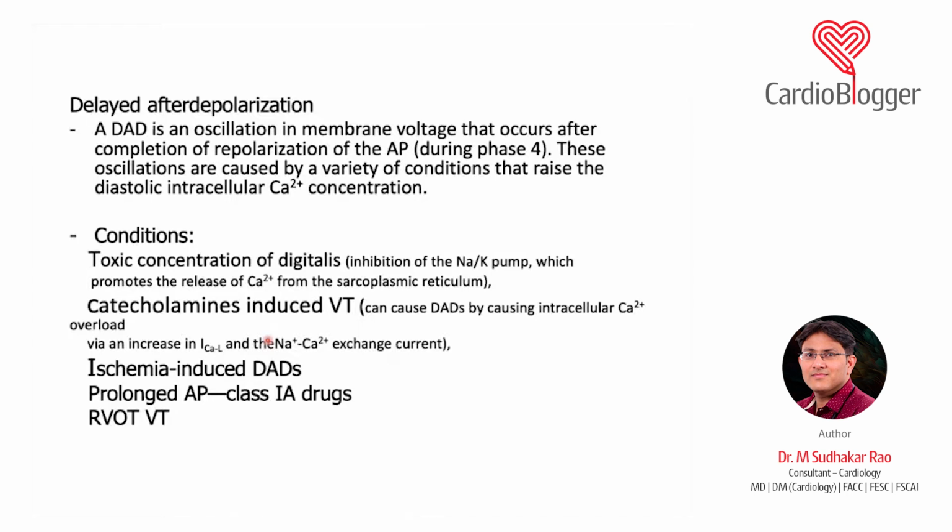Second thing is catecholaminergic polymorphic VT. Again, it causes the increased accumulation of calcium. Ischemia in its vicinity can inhibit the sodium potassium ATPase and cause the increased release of calcium. And then we have RVOT VT and ischemia induced VT. These are the two types of VT which are usually due to the triggered activity phenomenon. There are many VTs which are because of re-entry, like the myocardial ischemia. Many myocardial ischemia VTs are even due to re-entry. I'll discuss in detail in the next part. So these are the various other causes of delayed after depolarization.